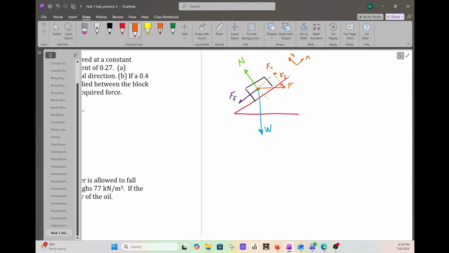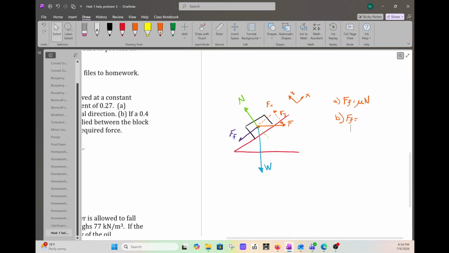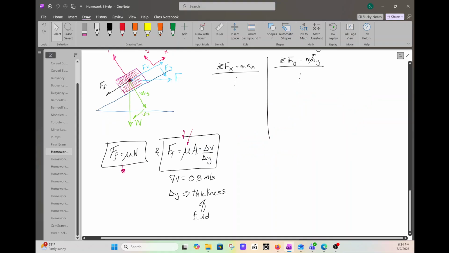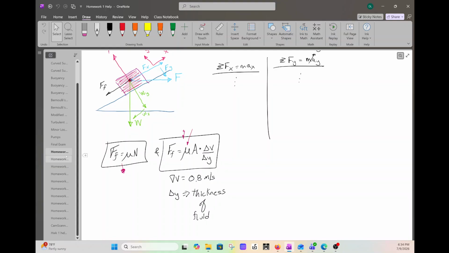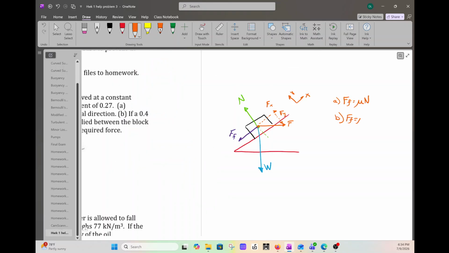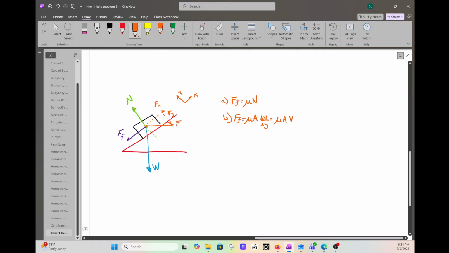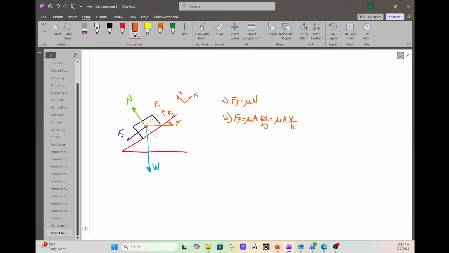For reference right now, for part A, the friction force is mu times N. For part B, the friction force is, give me 1 second, I'll show you in my homework help, mu A dV over delta Y. So it's mu A delta V over delta Y. And really, this is mu A V over H. So delta Y is your thickness, and the change in velocity from the bottom surface of the box to the surface is basically V to 0.